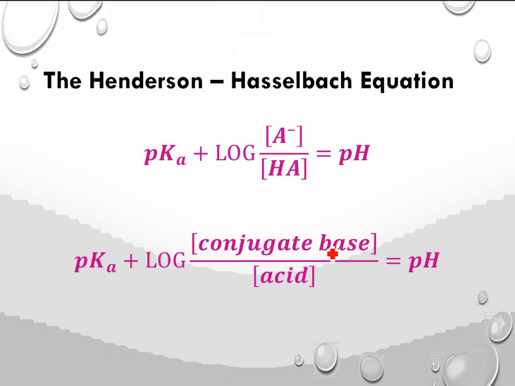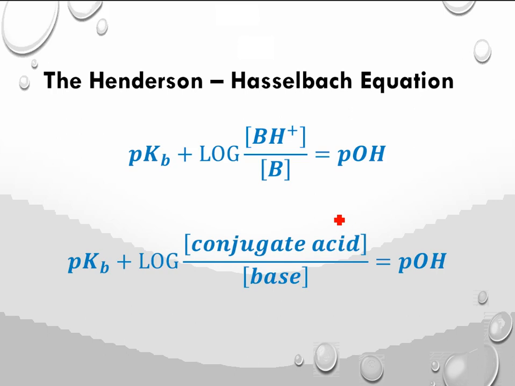And I've reiterated here conjugate base over acid. Let's say you're looking at a basic system. It looks a little bit like this. pKb is equal to positive log of the conjugate acid divided by the base is equal to pOH. Sorry, conjugate acid divided by the base. I'm not sure I said that right, but it's written properly. We can use both of these at equilibrium to help determine a pH a little bit more rapidly than we had so far.